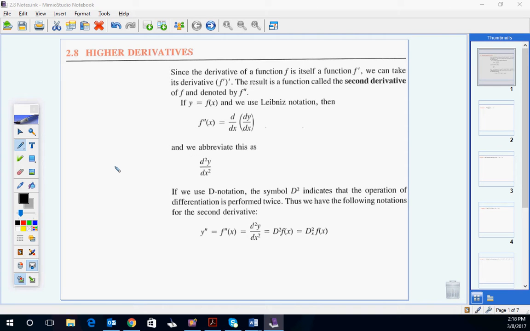2.8 higher derivative. So we've just been doing y prime. Well, you can do y double prime, which has 2 ticks. Y triple prime has 3 ticks. So in notation, double prime is the second derivative. That means you have to do it twice. This is the Leibniz way of putting it, of doing a double derivative.